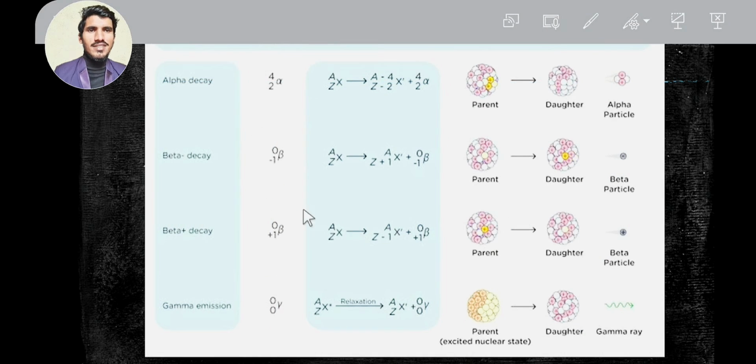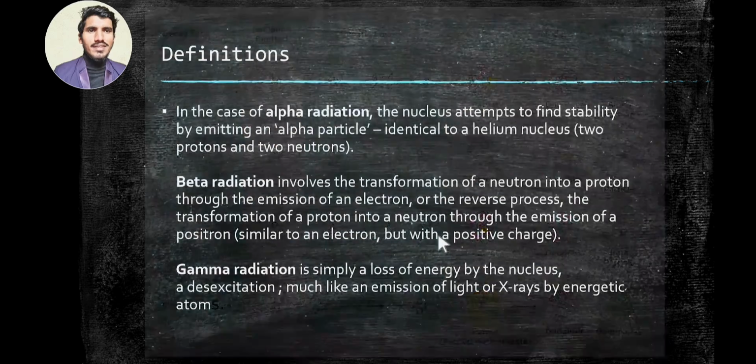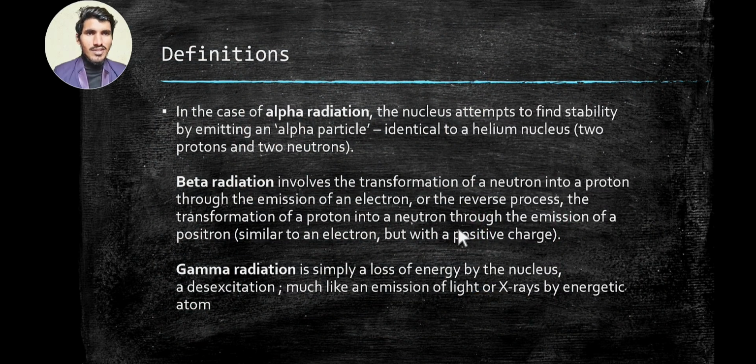Okay, so this is my example. Going back, this was the example of the release of a negative beta particle. Now, in the case when a positive beta particle is released, what happens is the transformation of a proton into a neutron through the emission of a positron.